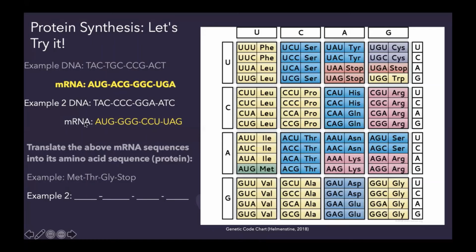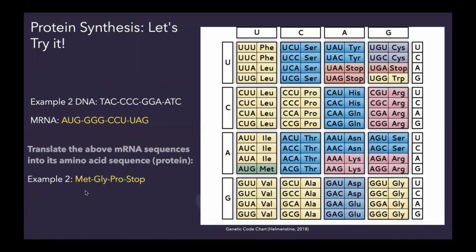So then we have example 2. Here's example 2. We've cut it up into 3s already. So I want you to go ahead and use the codon chart and try to figure out which amino acids it codes for. Remember, we start with the first one, AUG, and you would write down the amino acid that it would code for. So go ahead and keep writing the amino acids. I'll give you a little bit of time there. Remember, you have to transcribe before you translate.